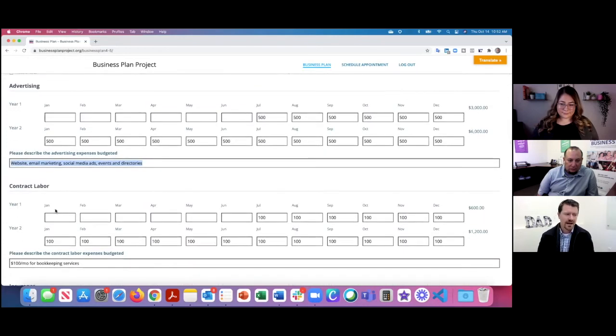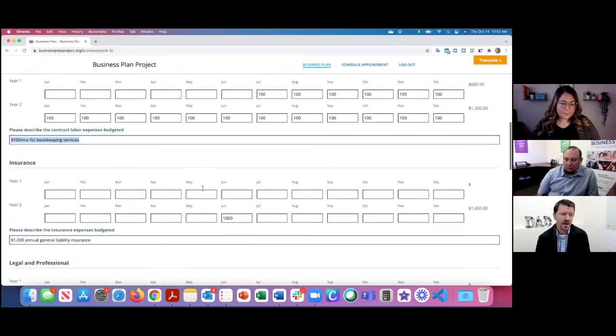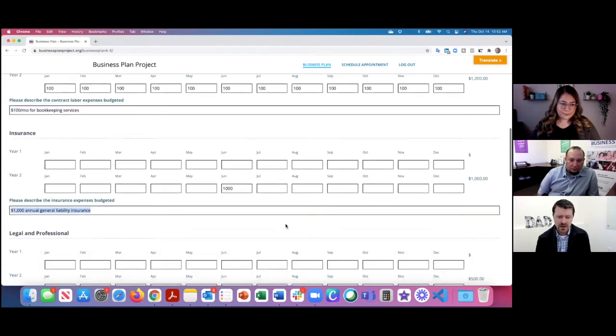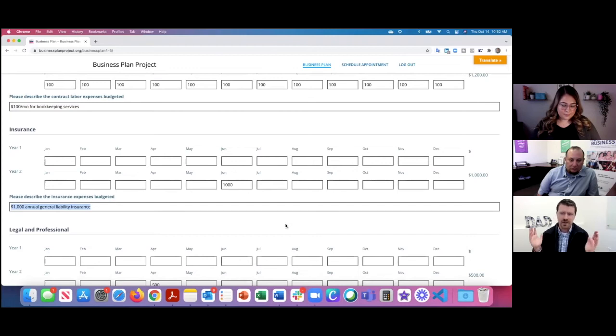So what else? I got contract labor. I'm budgeting $100 a month for bookkeeping services. You know, maybe I don't like bookkeeping or I'm not good at it, so I'm going to hire that out. Insurance, some expenses will only hit once a year, and I've got $1,000 for general liability insurance. You know, you could pay for that monthly, you could pay for that quarterly. It's totally up to you and how you manage your business.